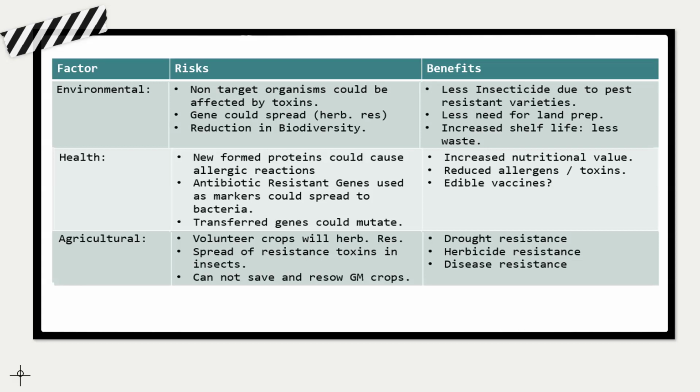Some of the benefits in terms of agriculture and GMO crops, obviously we can develop crops that are drought resistant, herbicide resistant and disease resistant, all of which increases yield, some of which can reduce the need for dangerous chemicals and pesticides to be sprayed on them. So there are lots of pros and cons to our genetically modified crops, and it's an interesting area to be involved in.